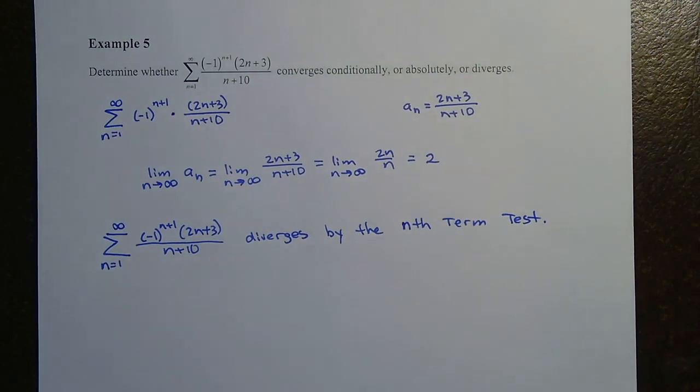So this one is a perfect example of, okay, if you tried the absolute value one, it wouldn't be converging, right? And then the actual series also doesn't converge, so they both diverge. All right, so that's it. Let's go to one more example.